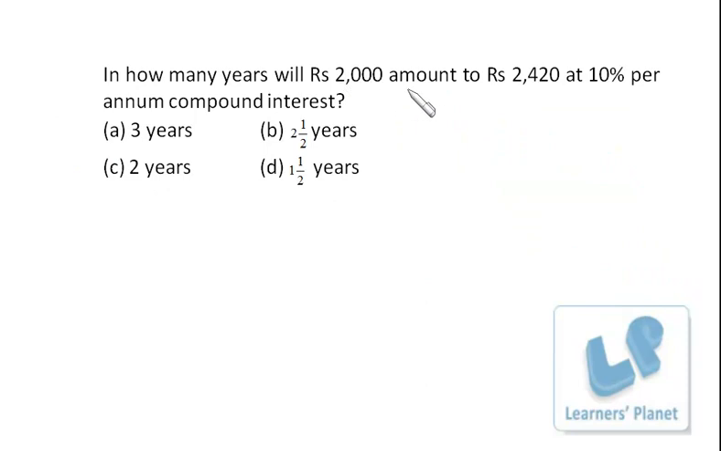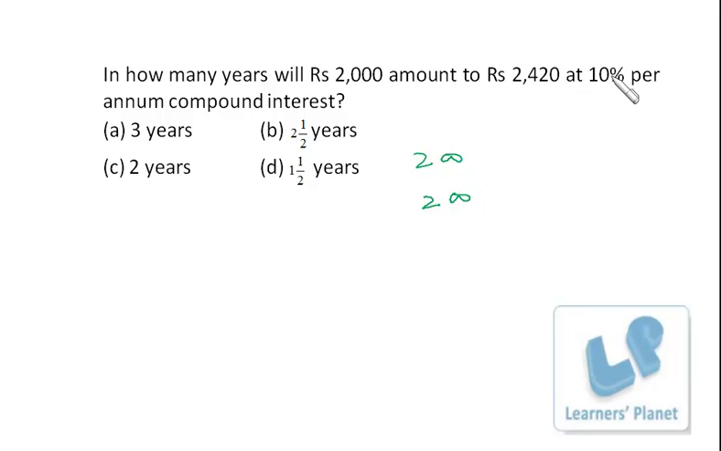In how many years will rupees 2000 amount to 2420 at 10% per annum compound interest? Okay, let's just start the problem. 10% is the compound interest. So for the first year, the simple interest will be 200 rupees. For the second year, simple interest will be 200 rupees. We cannot go beyond that because in that case, the minimum amount will be 2600 rupees. But we are bound till 2420, right? So it should not be more than 2 years.